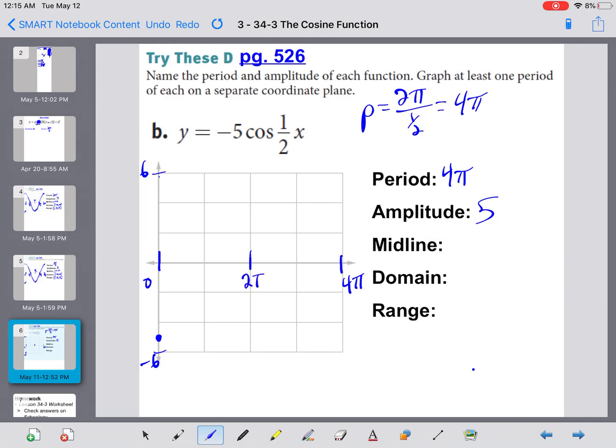So 5 key values in between. Halfway between 0 and 4 pi is 2 pi. Halfway between 0 and 2 pi is just pi. And then this guy over here is just 3 pi. So that's a pretty straightforward x-axis.